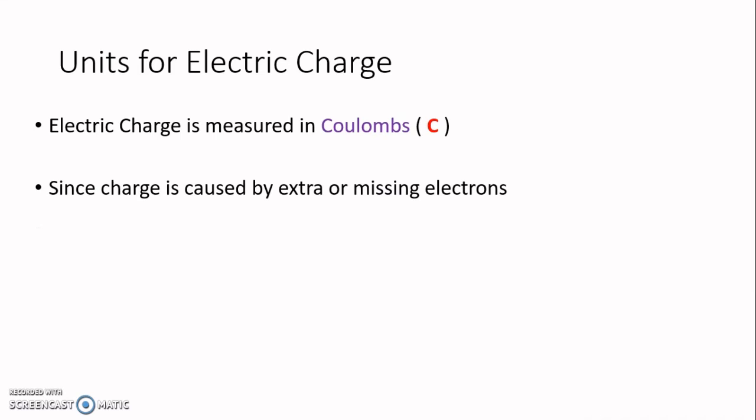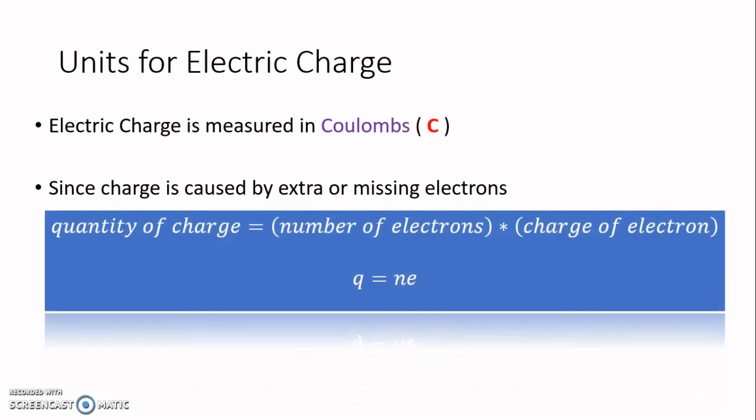Now, since charge is caused by nothing more than either extra electrons or missing electrons, then the total charge has to be a multiple of the number of electrons missing, or the number of extra electrons. So, bottom line, any quantity of charge has to be a multiple of the charge of one single electron.